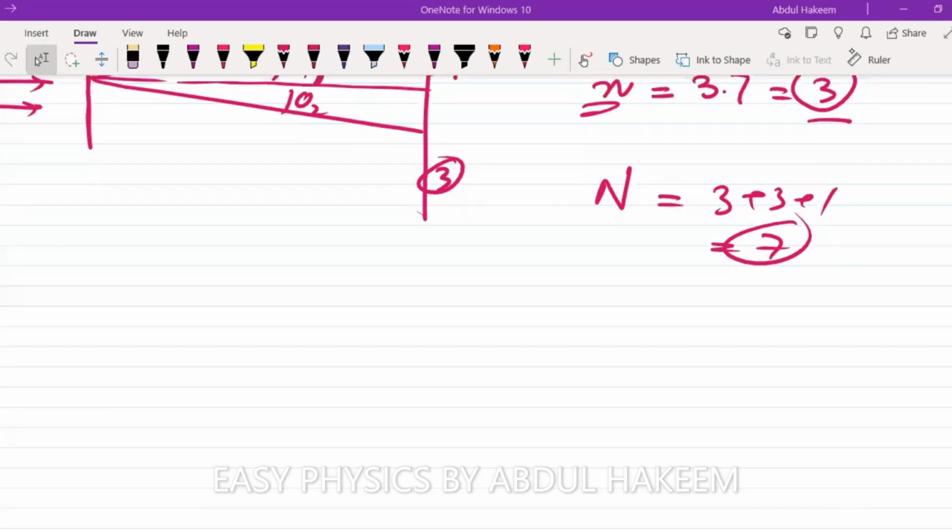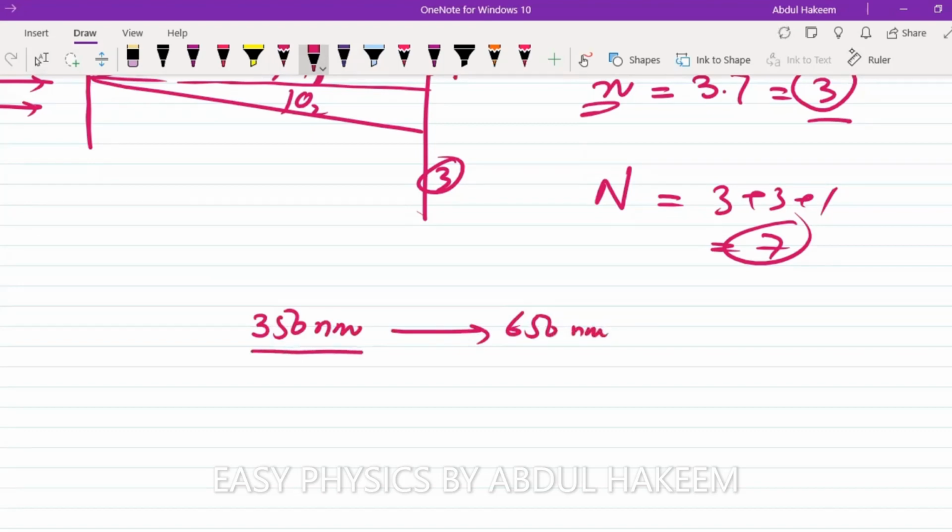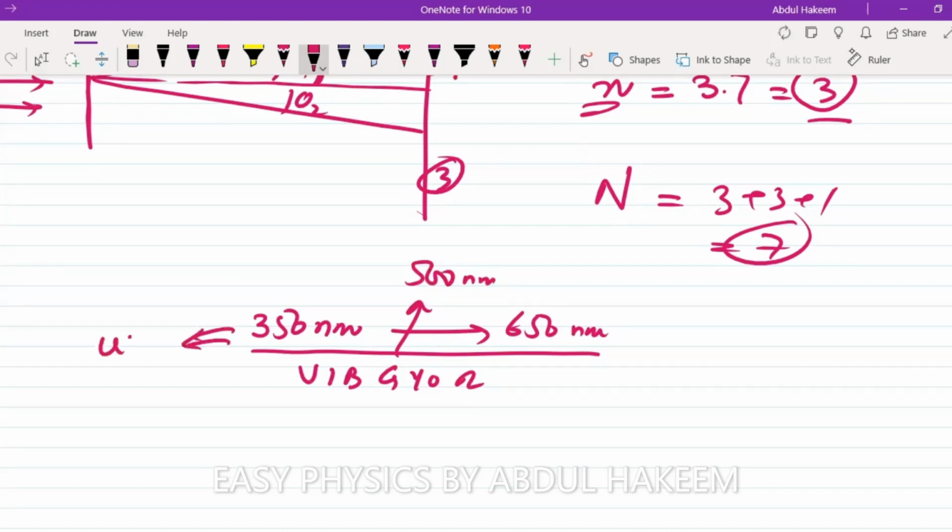And then for the electromagnetic wave, you have to remember the wavelength range for the visible light, 350 nanometer to 650 nanometer. This is the wavelength of the visible light, VIBGYOR. Usually green is 500 nanometer. Less than this is ultraviolet, and more than this is infrared.